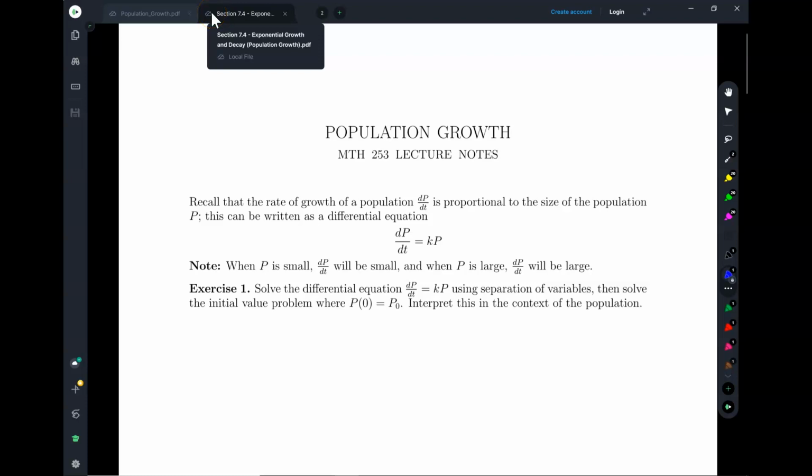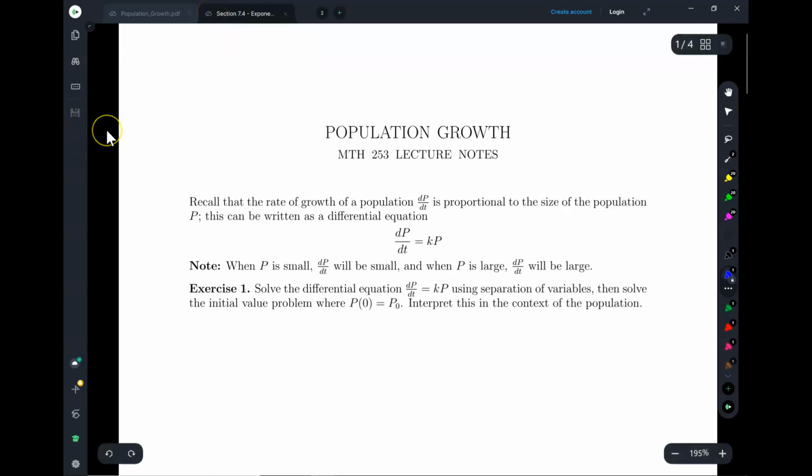Hey, welcome back. Today we're going to take a little bit closer of a look at some differential equations. We're going to continue exploring differential equations and modeling with differential equations. Specifically, we'll be talking about exponential growth and decay models. In this one, we're just looking at exponential growth. We're just going to focus our attention on populations.